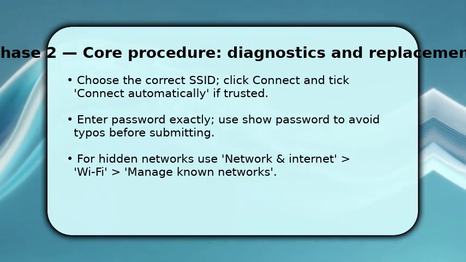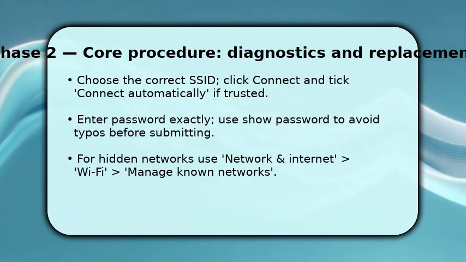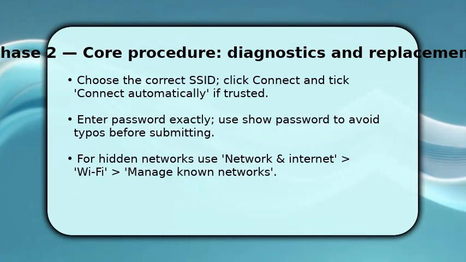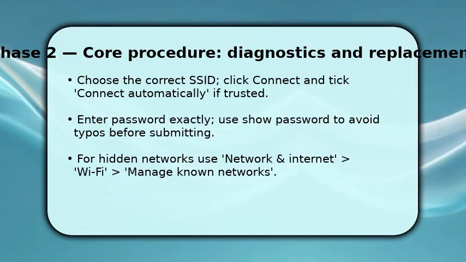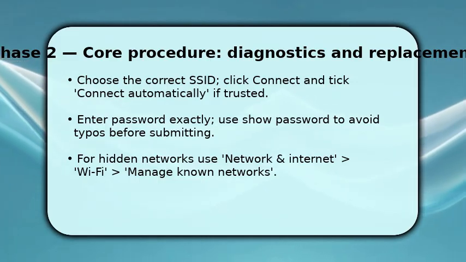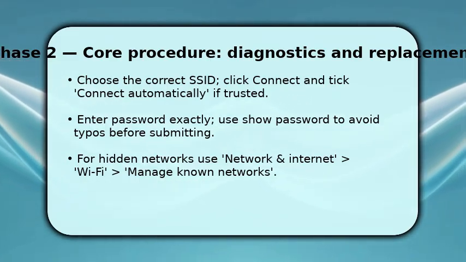Then type the Wi-Fi password carefully. Use the Show Password option to confirm characters and avoid mistypes. If the network is hidden, open Settings, Network and Internet, Wi-Fi, Manage Known Networks and add the SSID manually, choosing the correct security type. Once you authenticate, Windows negotiates encryption keys and assigns an IP address for Internet access.